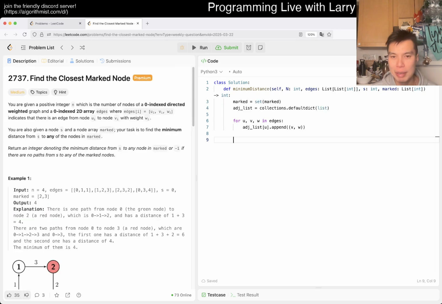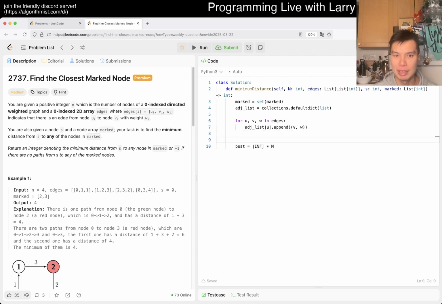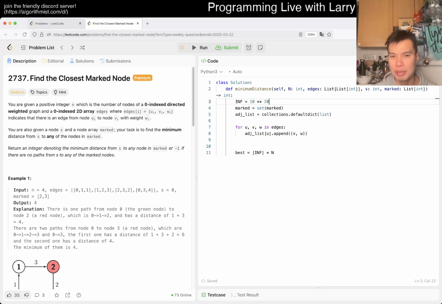So here maybe we just do best is equal to infinity times n, setting infinity to some big number, right? And then we set the starting node's best to 0. We have a heap, heapq.heappush. We set the distance as 0, the node is S, and I think that's all we need, right? And then while the heap is going on, we pop from it, and we get the distance, which we don't necessarily care about, but it's nice, and the node from this.